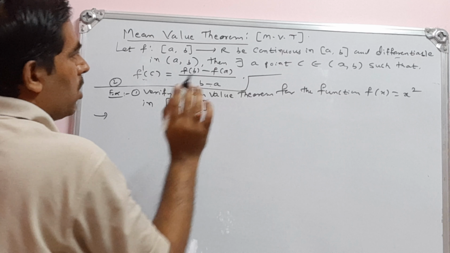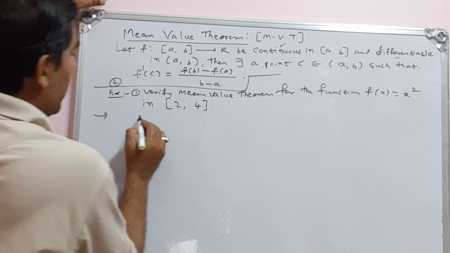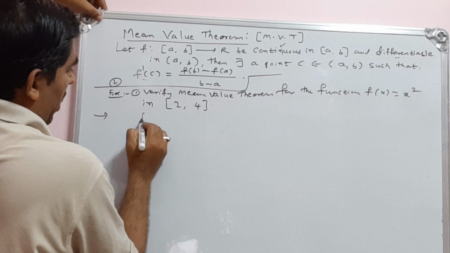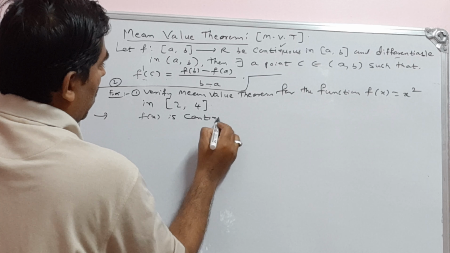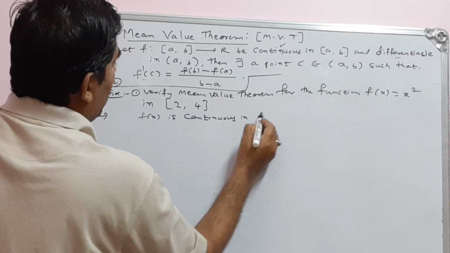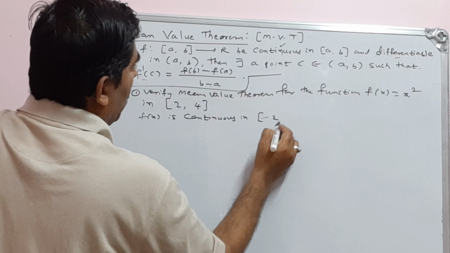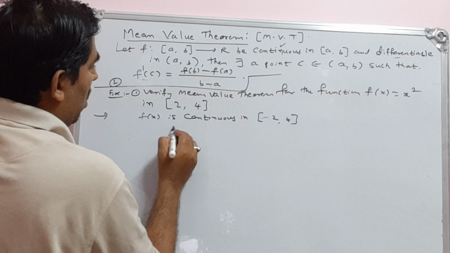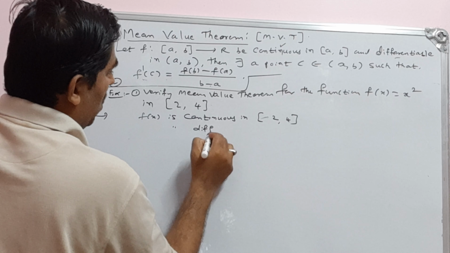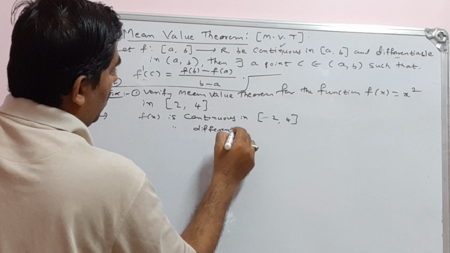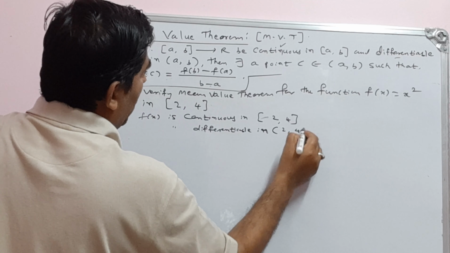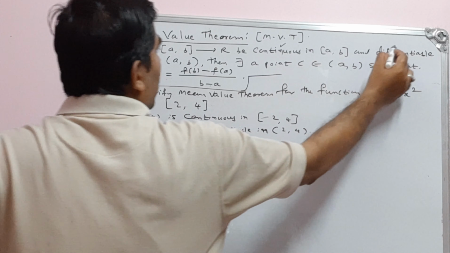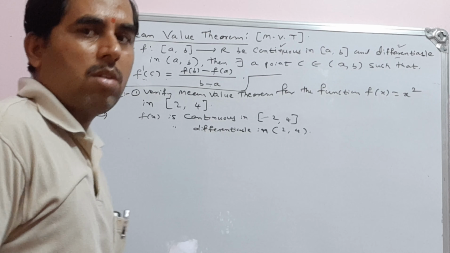First of all, we have to make sure that the function is continuous and differentiable. Let me write it. f of x is continuous in [2, 4], and the function is differentiable in the open interval (2, 4). These two things will be common in Rolle's theorem also.